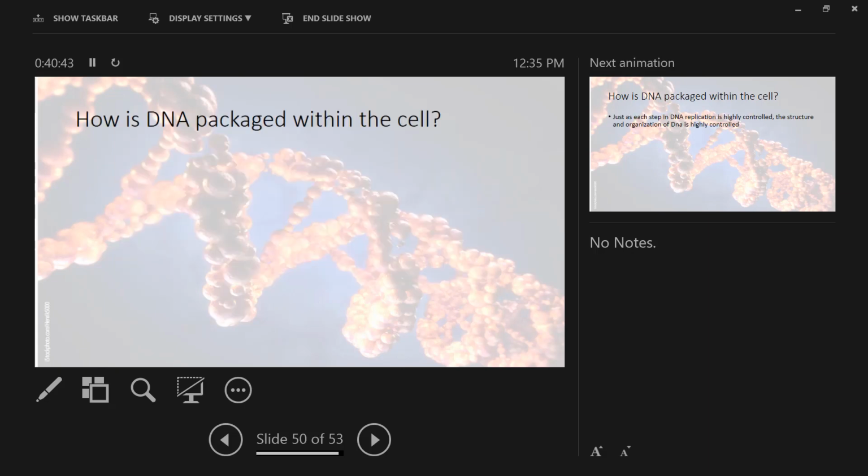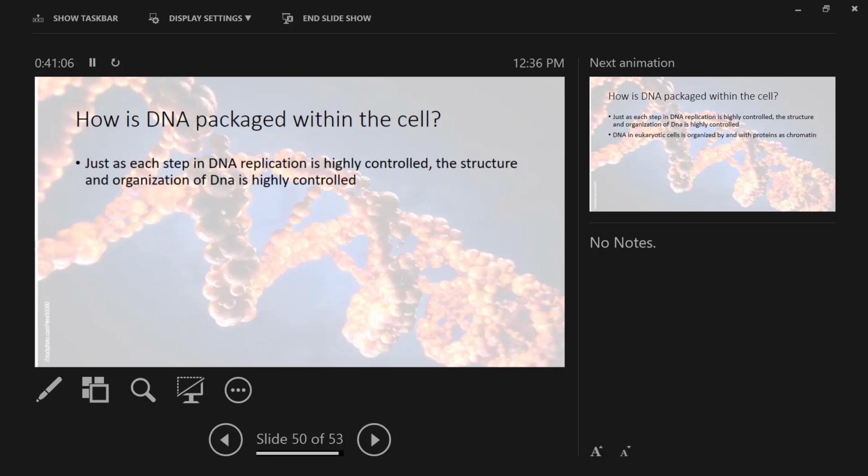How is DNA packaged within the cell? And remember, I told you from the quiz, there are three main ways that proteins interact with the DNA: to copy the DNA, to express the DNA, and to organize the DNA. And so how is DNA packaged within the cell? The easiest way to answer that question, you would say with the help of proteins. How is DNA packaged within the cell? With the help of proteins.